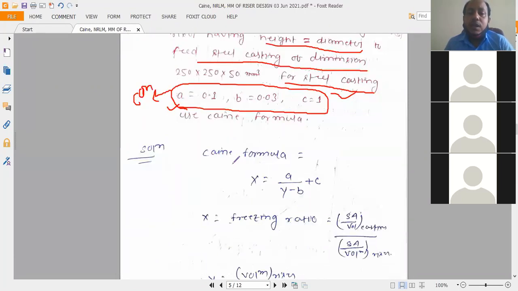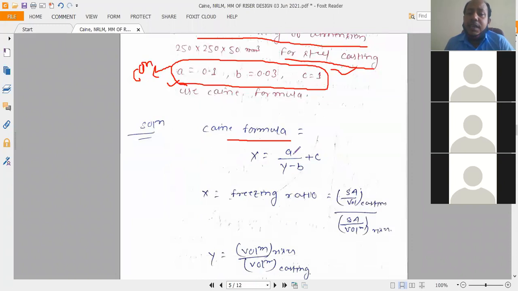The formula is x = a upon (y minus b) plus c. A, B, C are all constants and their values are given, so put them in directly. Now the unknown things are x and y, so we have to find the values of x and y. How will we find them?